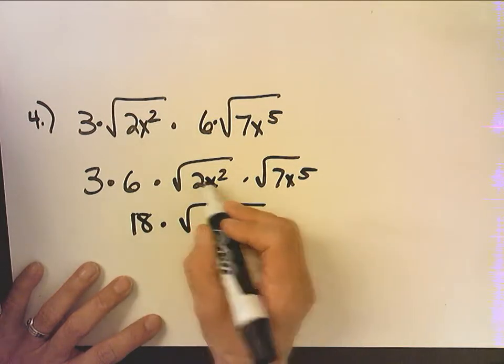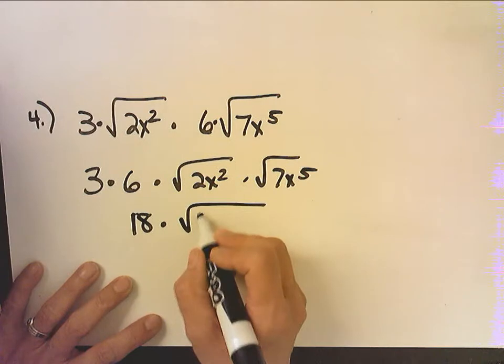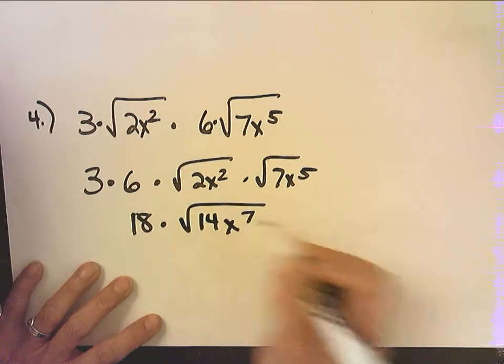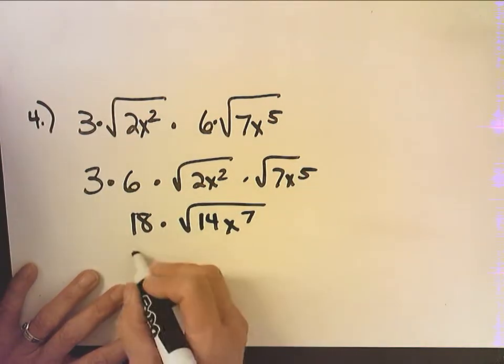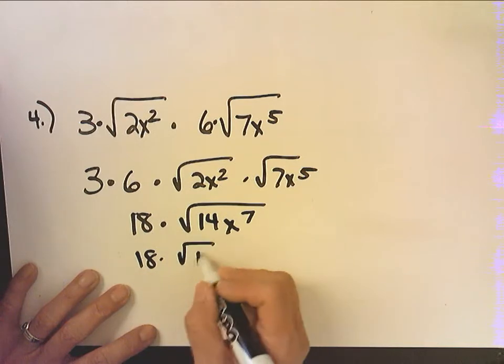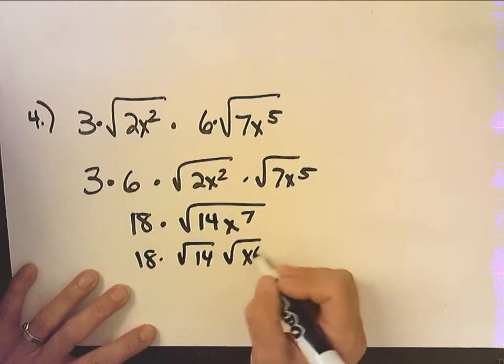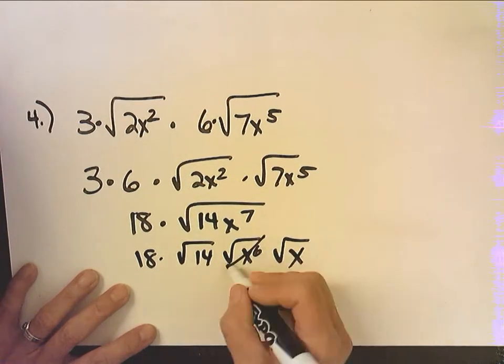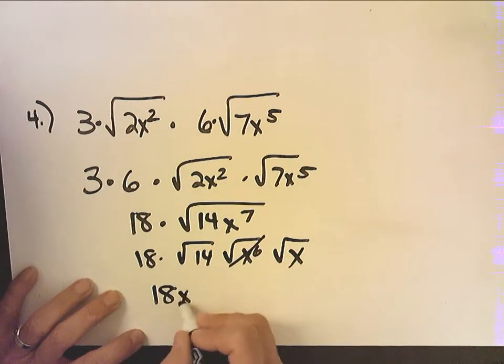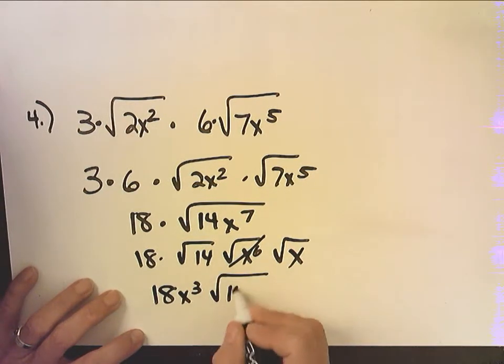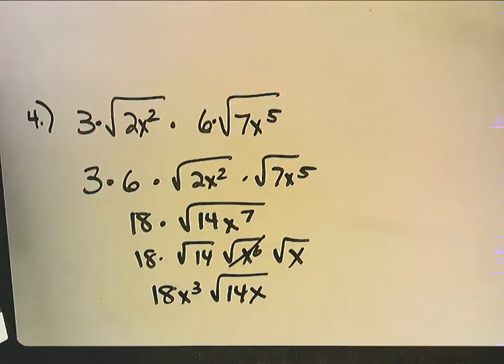And now what's under the radical multiplies what's under the radical. That becomes 14x to the seventh. I can rewrite that as root 14 times root x to the sixth times root x. That becomes 18x cubed root 14x.